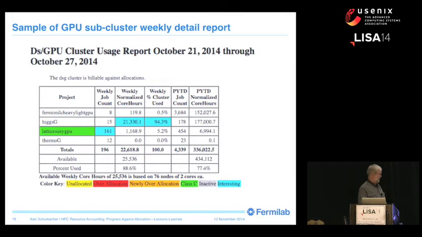This is the shorter report that comes out for the GPU cluster. So these are the project names. The projects that did it: the Lattice SUSY GPU group ran 161 jobs. It was 1.1K normalized core hours. It was 5.2% of all the work that got done this week on that cluster. These guys got 94% of it. They just had that many jobs in the queue and were there for it.